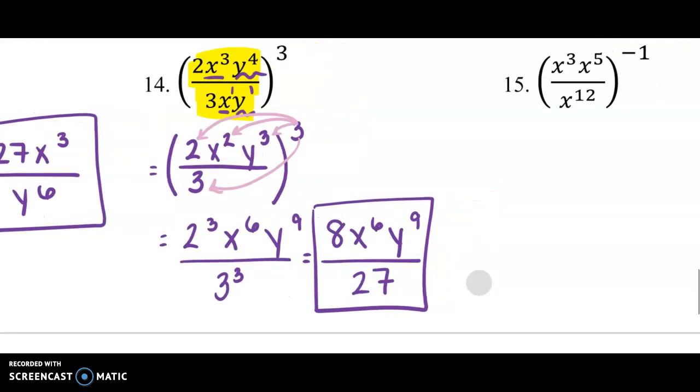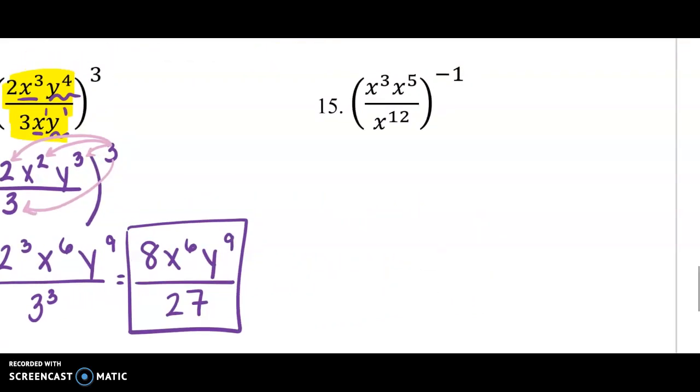Okay, last one. Number 15. Again, I would simplify everything inside the parentheses first as much as you can. So first, simplify what's up top. We're going to have x to the 8th, because x to the 3rd times x to the 5th, we add the exponents, over x to the 12th, all to the negative first. I can still simplify what's in here. I can do the division.